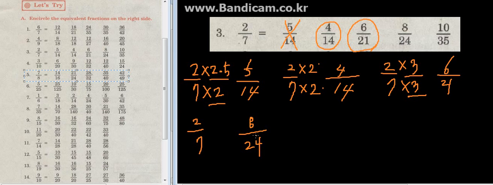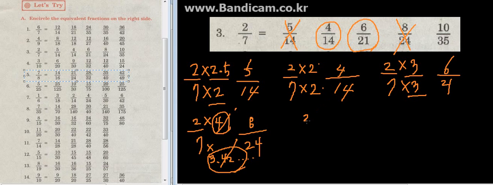The fourth given fraction, 8 over 24. We have to multiply 2 by 4 to make 8. And we have to multiply 7 by 3.42 and so on to make 24. Actually, I calculated this in advance. Anyway, the numbers multiplied in the numerator and denominator are not the same. So we can say this is not the equivalent fraction.